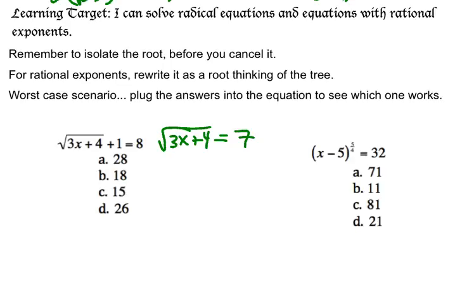And now we can get rid of it. To get rid of a square root, you square it. And you not only square the left side of the equation, but also the right side.